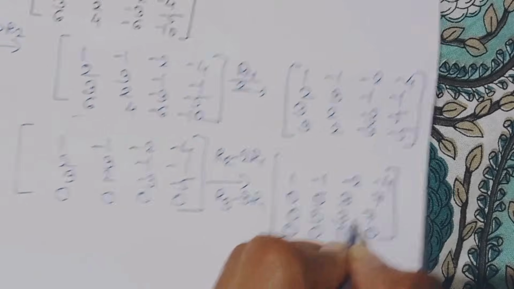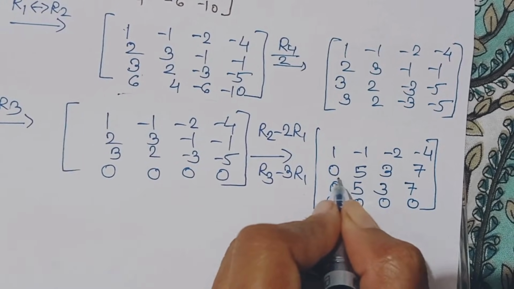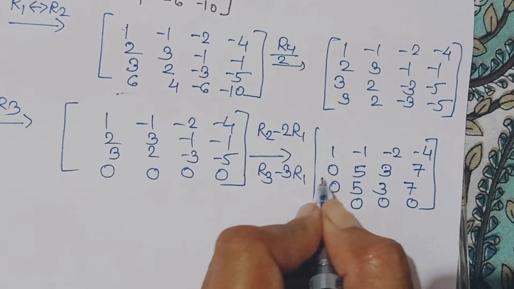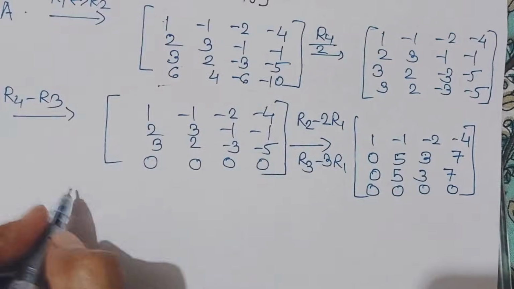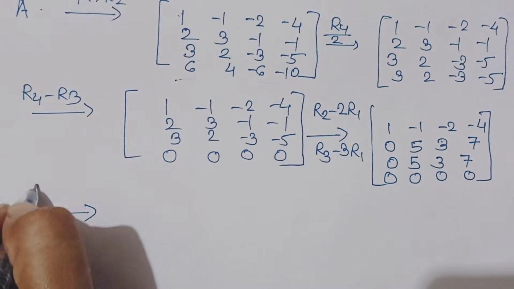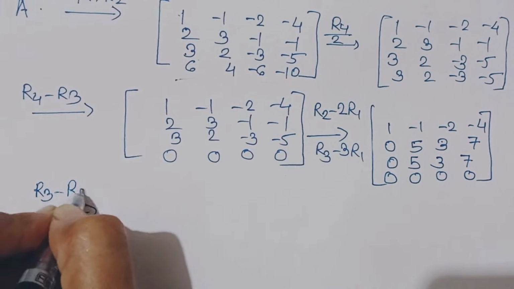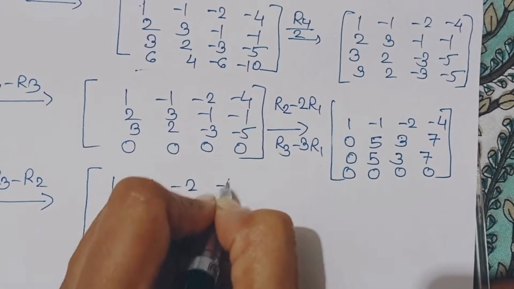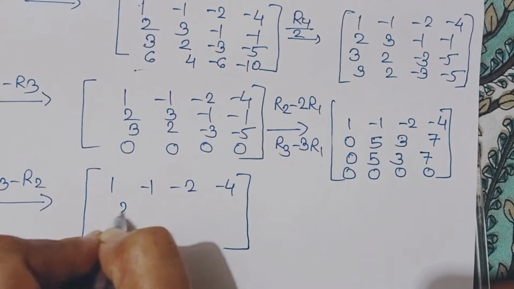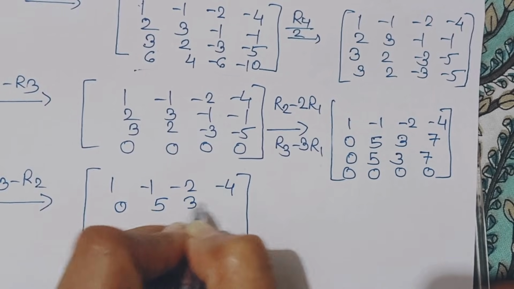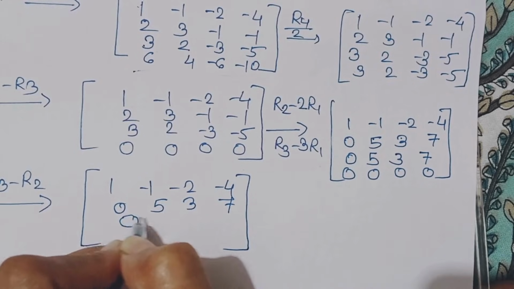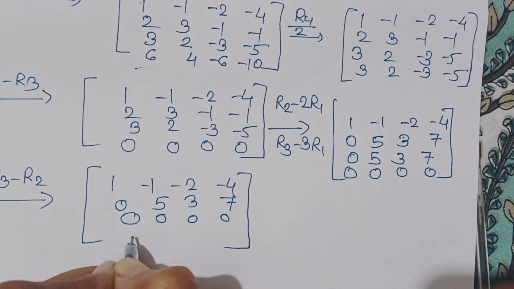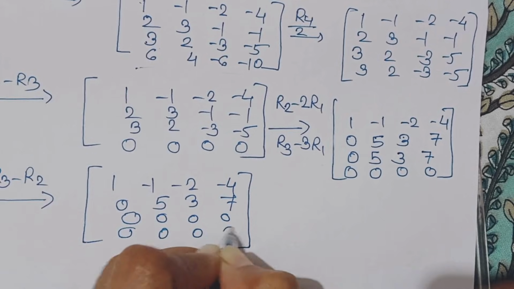R4 is this one. So we can see that R3 and R2 are the same rows, so we can use the row operation R3 minus R2, so that we get 1 minus 1 minus 2 minus 4. First row as it is, second row as it is. Third row will be 0, and fourth row is also 0.